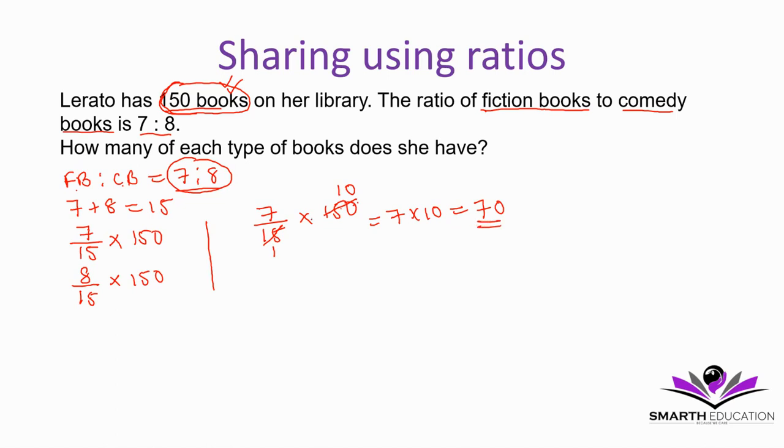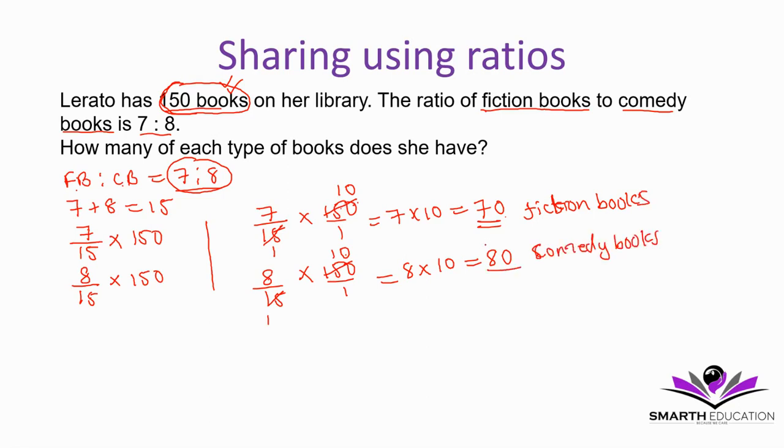So it means the fiction books, there are 70 of them, right? And then comic books is 8 out of 15 times 150. Again, you can say this is like 150 over 1, even here. So you can say 15 into 15 is 1, 15 into 150 is 10. And then we're left with 8 times 10, which is 80 books. We have 70 fiction books and 80 comic books. And then we can check our answer. If we say 70 plus 80, we get the 150.